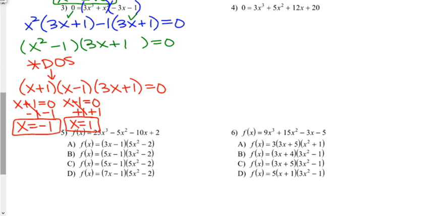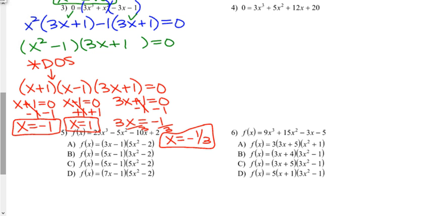X equals positive 1. And then I have to do a couple things here. Subtract 1 over, and I'll divide by 3. So dividing by 3, I get x equals negative 1/3 actually. Those are my three answers.